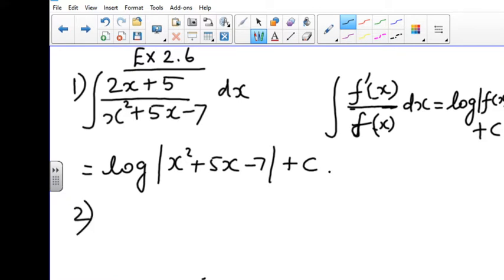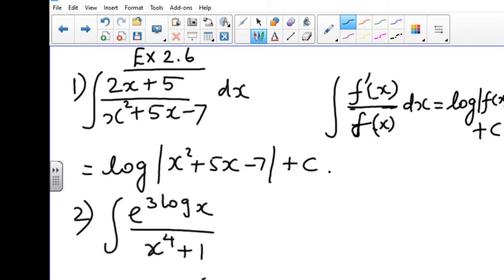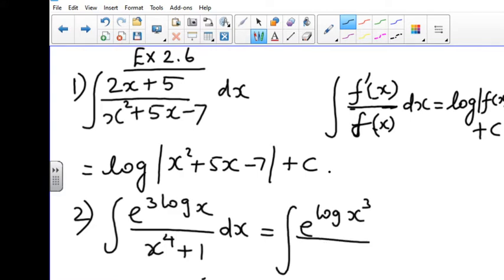Now, problem number 2. Integral of e power 3 log x divided by x power 4 plus 1. Now, we can write this using the power rule as e power log x cube divided by x power 4 plus 1 dx. Now, we know that e power log a is nothing but a. So, using this formula, we can write this as x cube divided by x power 4 plus 1 dx.